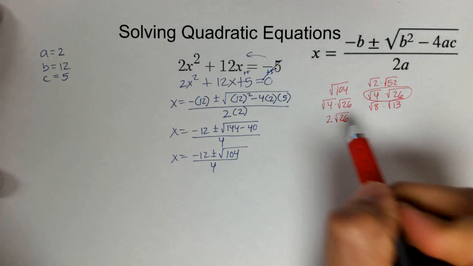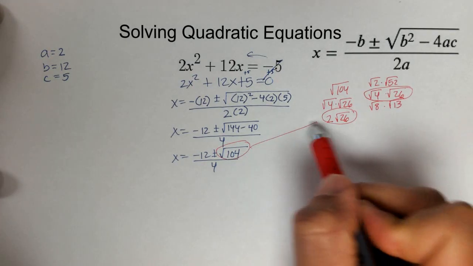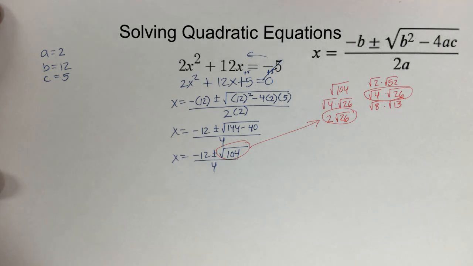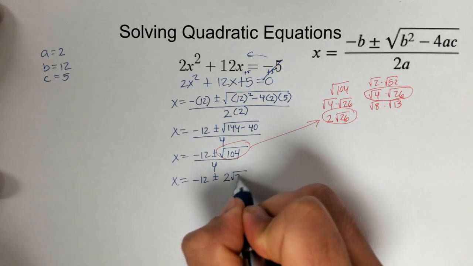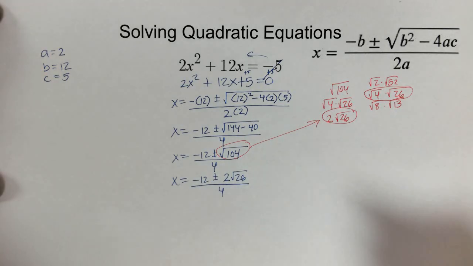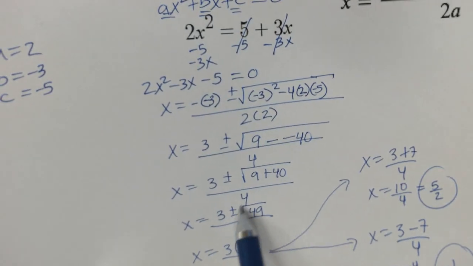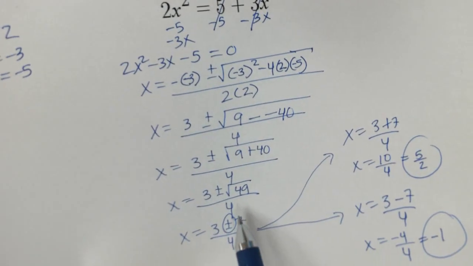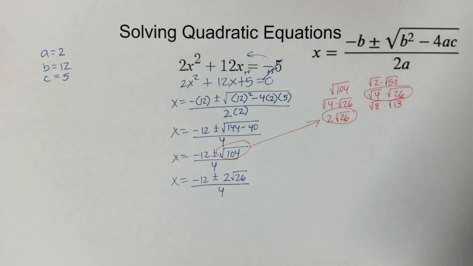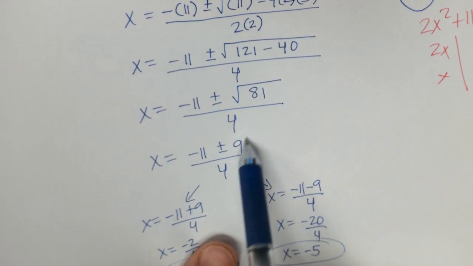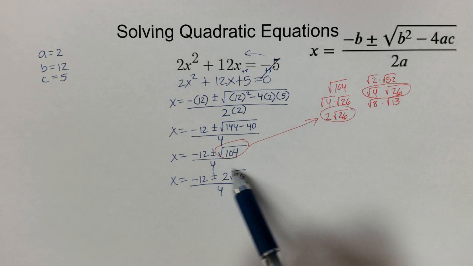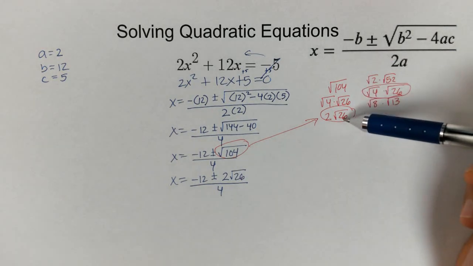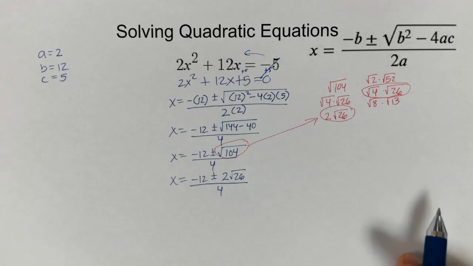Now I can replace the square root of 104 with a simpler form, which is 2 radical 26. Negative 12 plus or minus 2 radical 26, all divided by 4. In our previous examples, we ended up having scenarios where we had the square root of 49, which was a nice whole number of 7. Or we took the square root of 81, which came out to a whole number, 9. Here we have a square root of something that does not have a nice whole number. So we need to simplify it and then replace it with the simplest form.